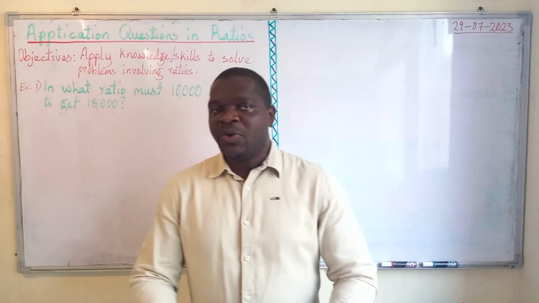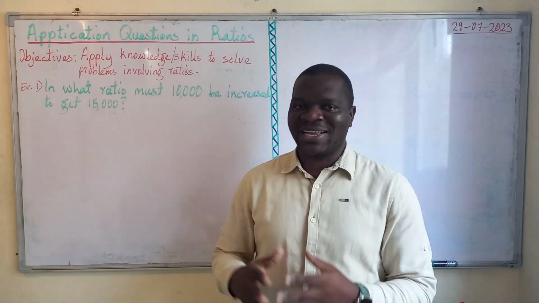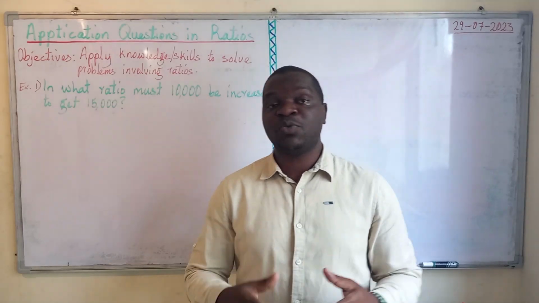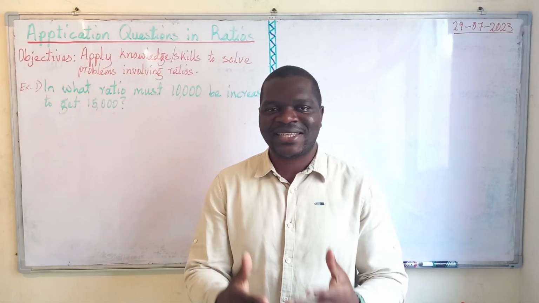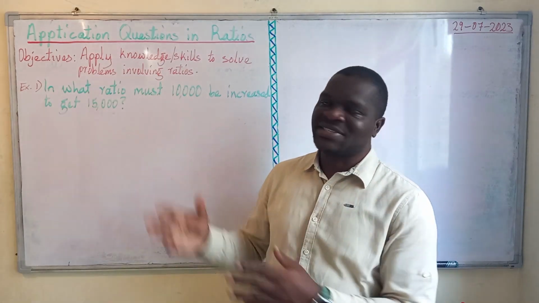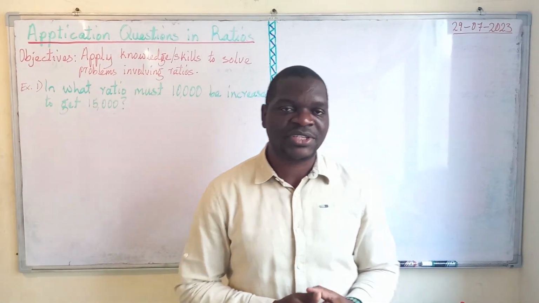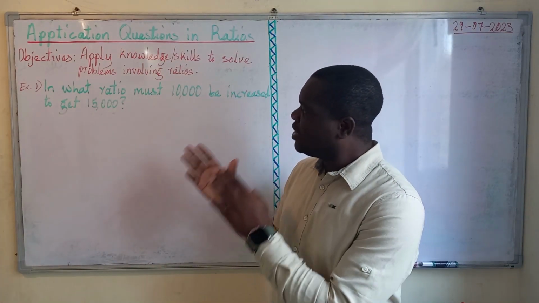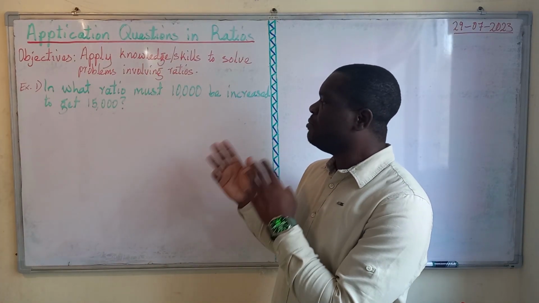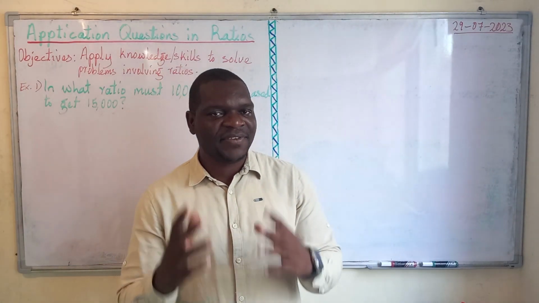That said, we will not have much to do as far as this is concerned, but we just get to solve more examples so that you can understand practically what to do as far as application questions in ratios are concerned. Our first question on the board says, in what ratio must 10,000 be increased to get 15,000?